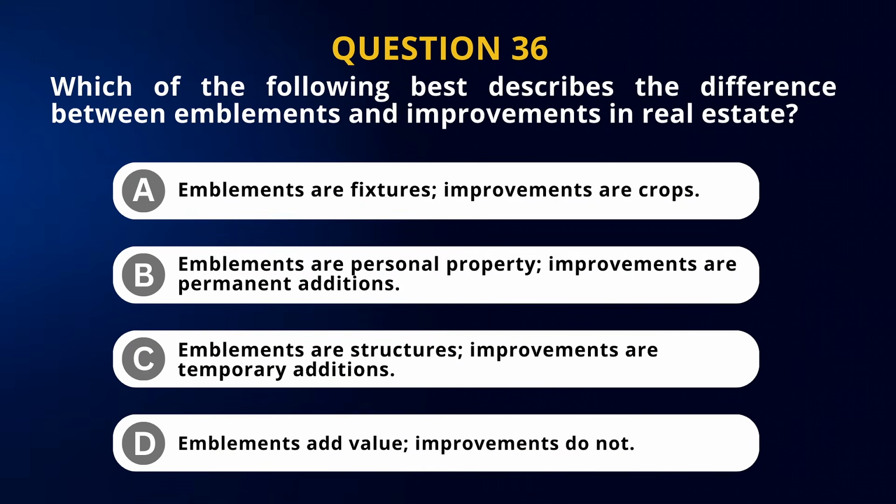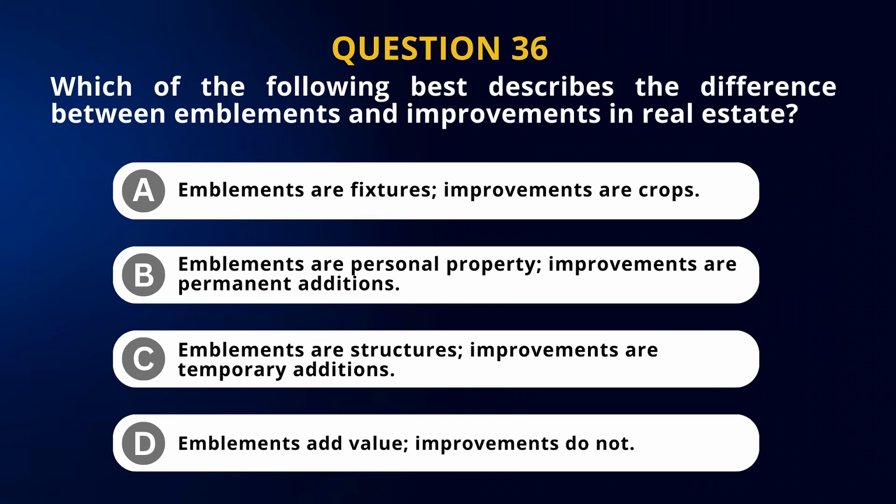Question number 36. Which of the following best describes the difference between emblements and improvements in real estate? Letter A, emblements are fixtures, improvements are crops. Letter B, emblements are personal property, improvements are permanent additions. Letter C, emblements are structures, improvements are temporary additions. Letter D, emblements add value, improvements do not.